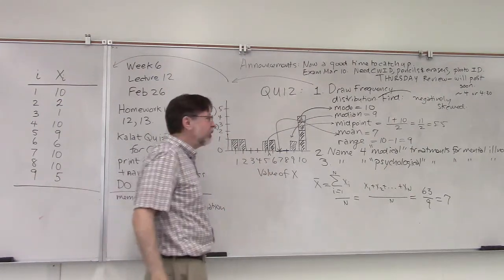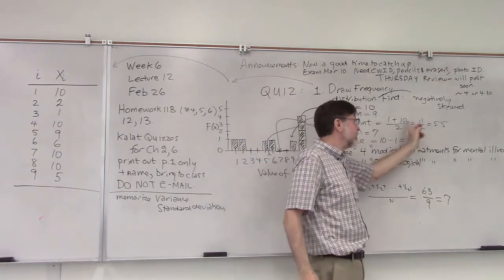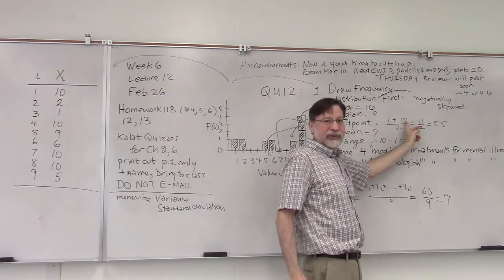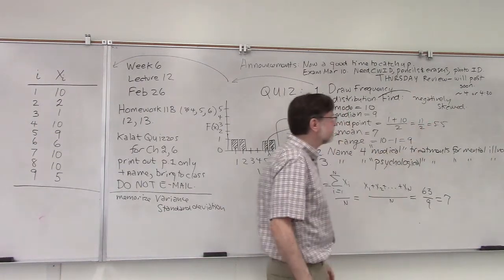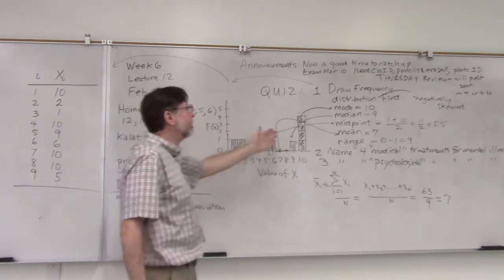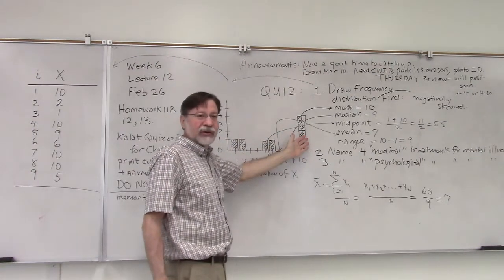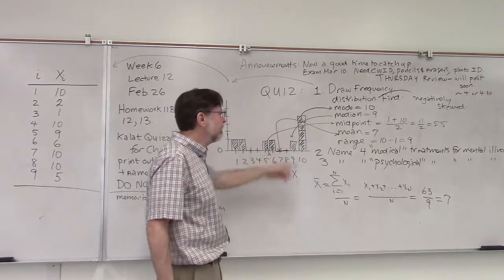That's right, because the midpoint is the minimum plus the maximum divided by 2. And if I change the maximum from 10 to 1,000,000, that would really change the midpoint, wouldn't it? Yeah. But it wouldn't change the mode. The most frequent value would still be the 10, and it wouldn't change the median.